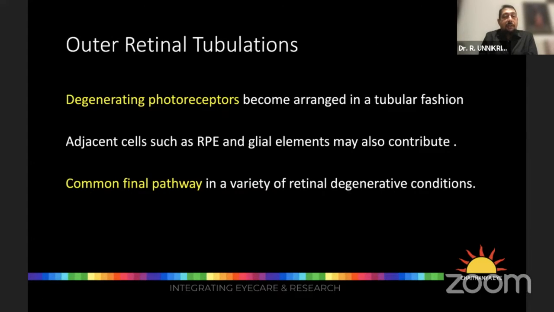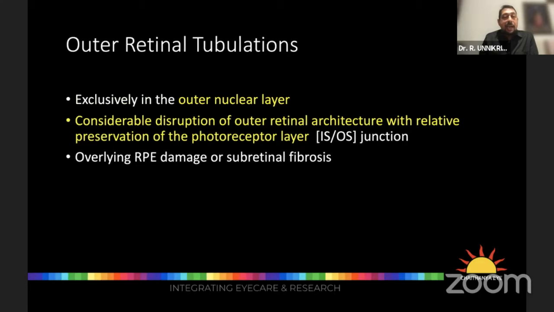A beautiful thing is outer retinal tubulations, which are very commonly degenerating photoreceptors trying to protect themselves, huddling together, and it is a common final pathway in many, many diseases. It happens in the outer nuclear layer, when there is significant outer retinal architecture loss with a relative preservation of the photoreceptors, which try to save themselves.